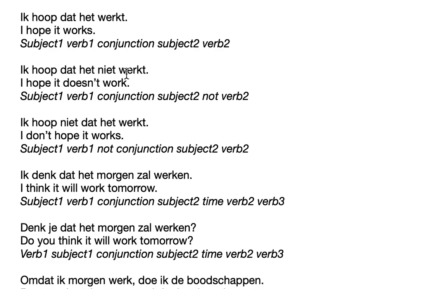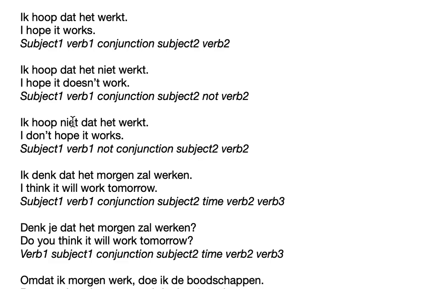Ik hoop dat het niet werkt. Here you put it in the subclause. So I hope it doesn't work. And here the niet is before the werkt. A bit like in English, but there's no do here. So subject 1, verb 1, conjunction, subject 2, not, and then the verb 2. Alright? So the verb takes precedence over the niet. Of course, you can also put the niet in the first sentence. Ik hoop niet dat het werkt. I don't hope it works. So then you just add the niet here.